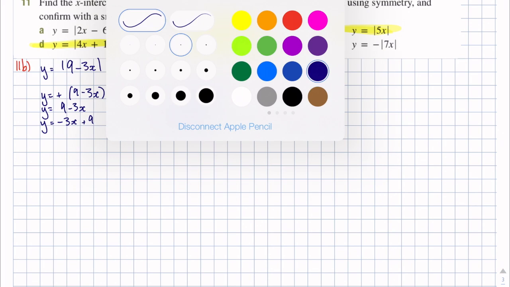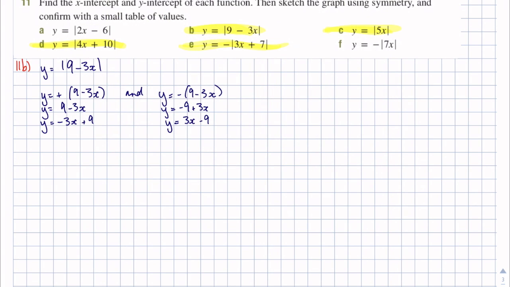Okay, so they want the x-intercept and y-intercept. Y-intercept, you'll always let x equals 0. It doesn't matter what you're graphing. So y equals negative 3 times 0 plus 9, so y equals 9. This one, y equals 3 times 0 take 9, so y equals negative 9. I'll explain what to do with the fact that these are different later.